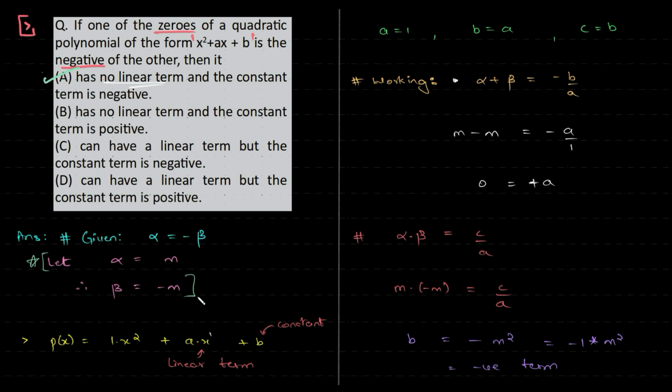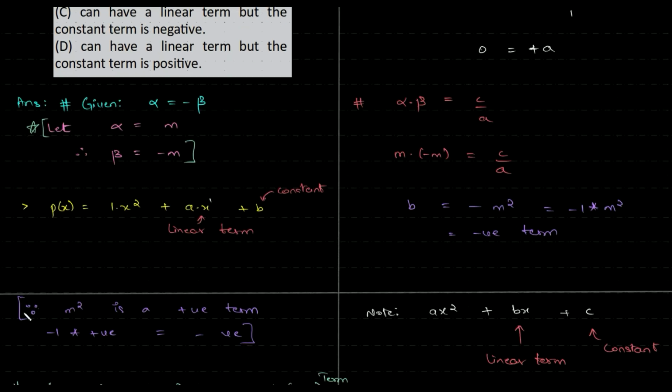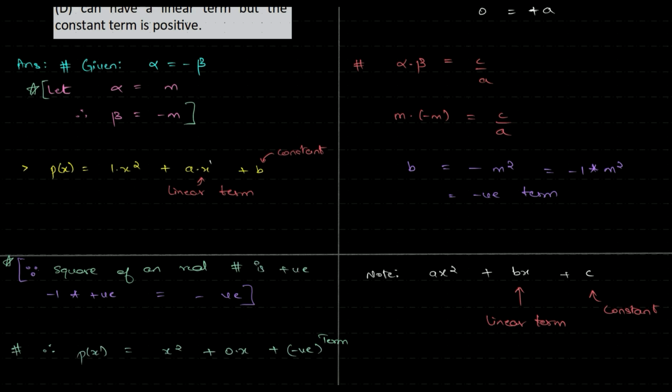Things became visually clear. And the next thing is this: m square, the square of any number, is positive, right? The concept over here is important. m square is a positive term as it's a square of a number. The square of any real number is always positive, right? Let me write that: the square of any real number is positive.